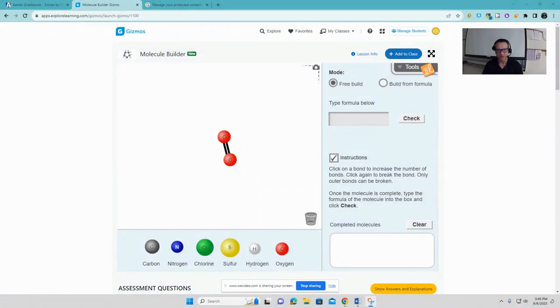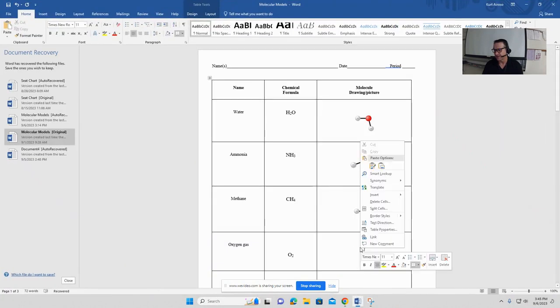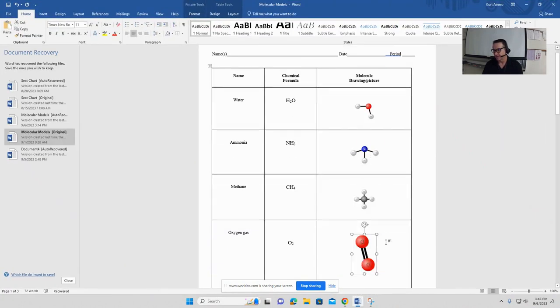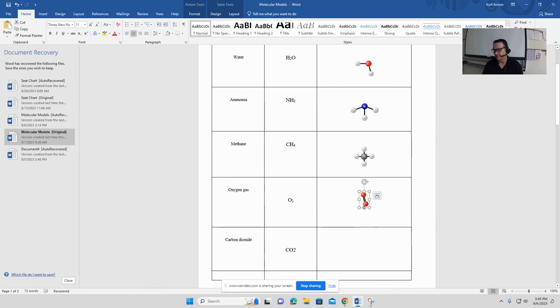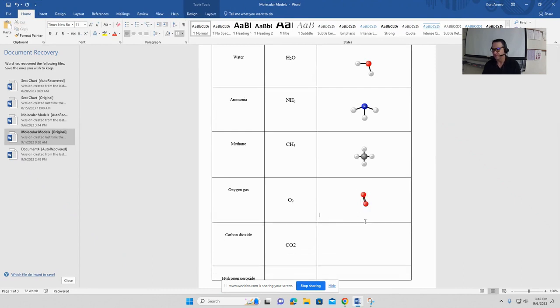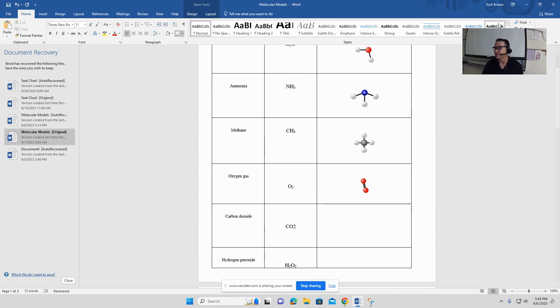Oxygen gas. This is what you breathe in. Oxygen gas, O2. Put that right here. Boom. Make it a little smaller. Save a little space. Boom. And boom, boom, boom. Carbon dioxide is going to have the same thing as O2.